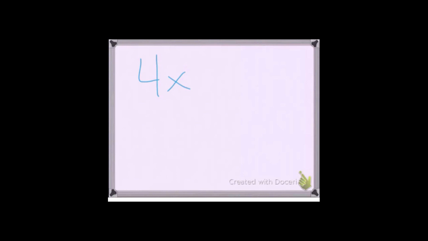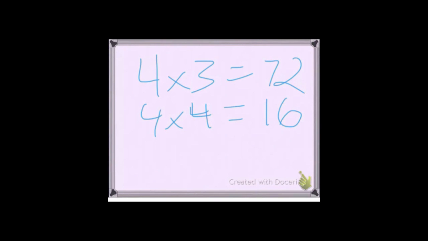4 times 3 equals, I'm not very good at math, so I'm going to say 72. 4 times 4 equals, I figured this one out, 16. And then I'm walking myself through. I said, oh no, that's not right. I messed up here. I can go back and erase this, and it's going to record me erasing it. And I'm going to say, that's not right. And I might want to even change the color. 4 times 3 equals 12.